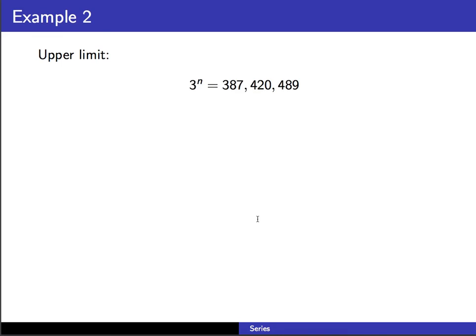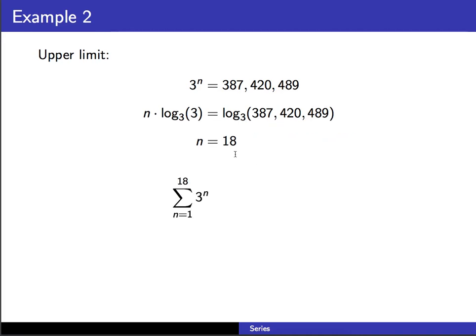For our upper limit, this is one where we have an exponential equation, so we're going to use logarithms. We take the log base 3 of both sides and use our power rule to bring down n, or we can again use the relationship that log base 3 of 3 to the n is just going to give us n. But you can always do this middle step. In any event, log base 3 of 387,420,489 is 18. So we have a sequence rule of 3 to the n with a lower limit of 1 and an upper limit of 18.